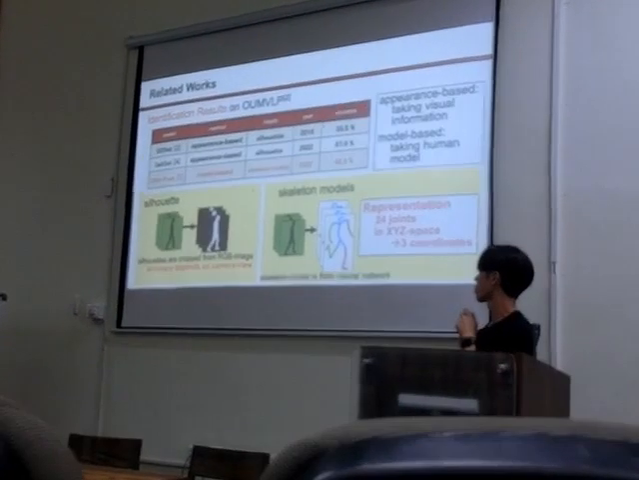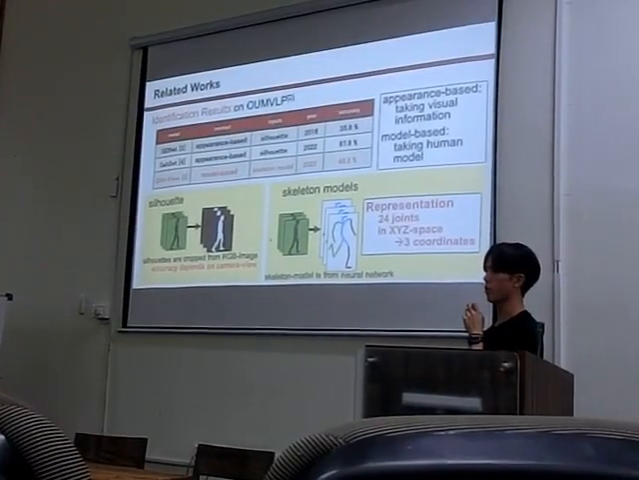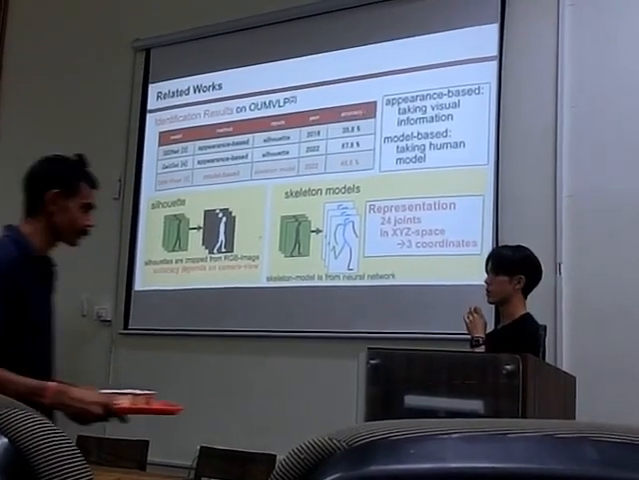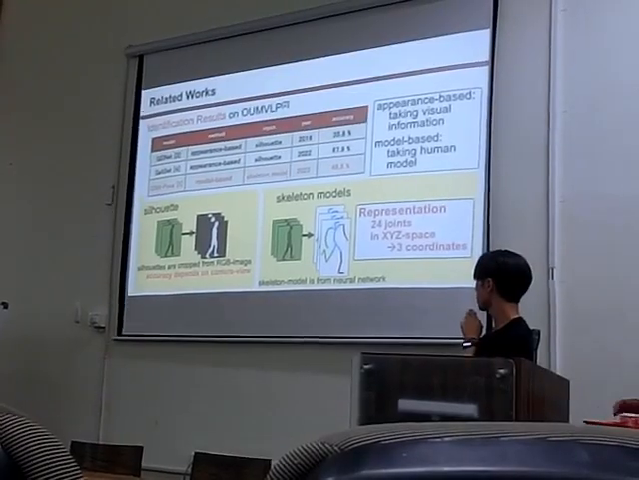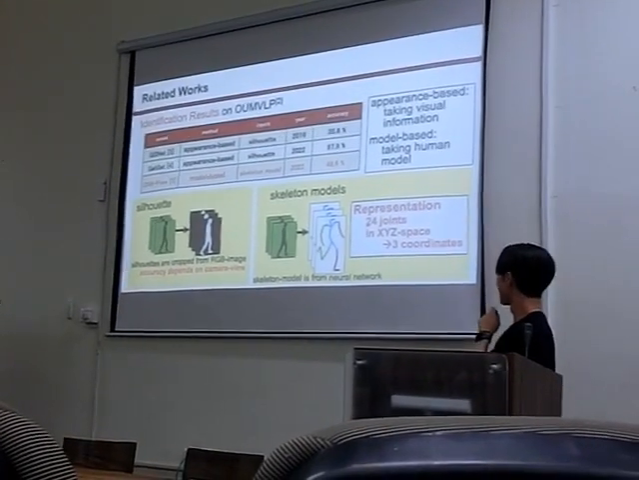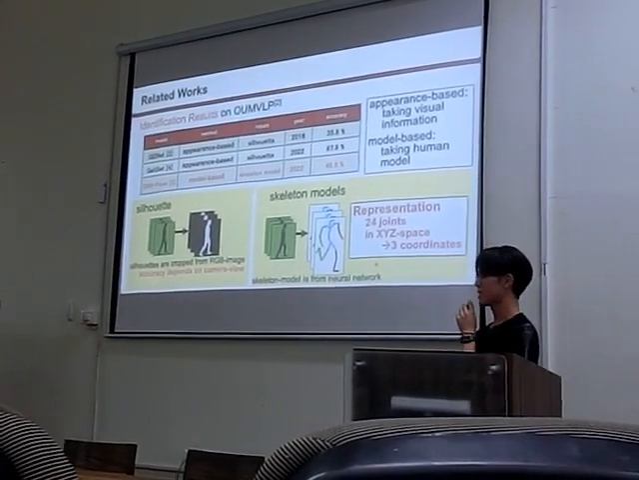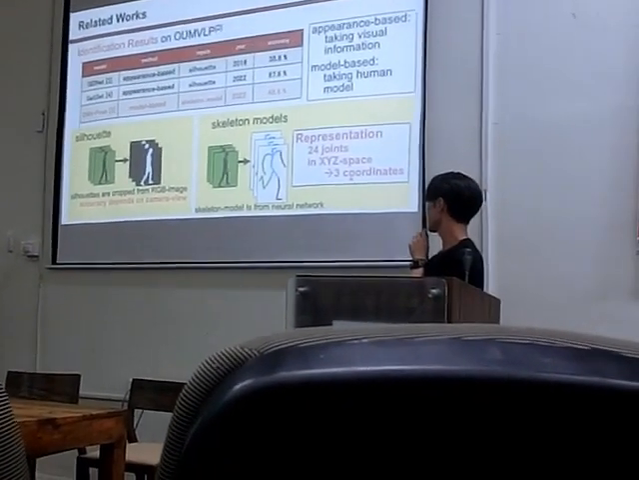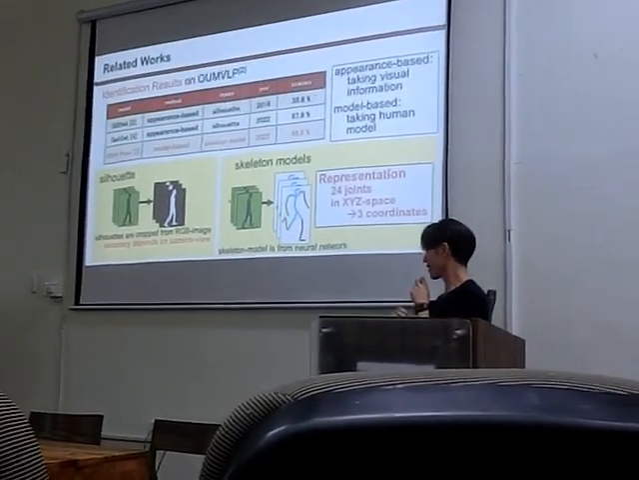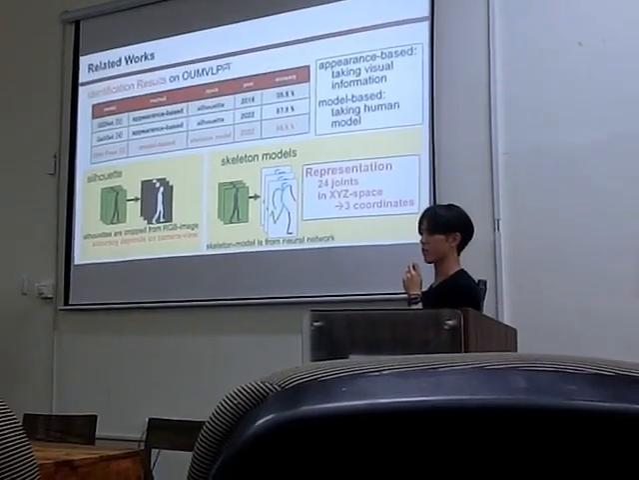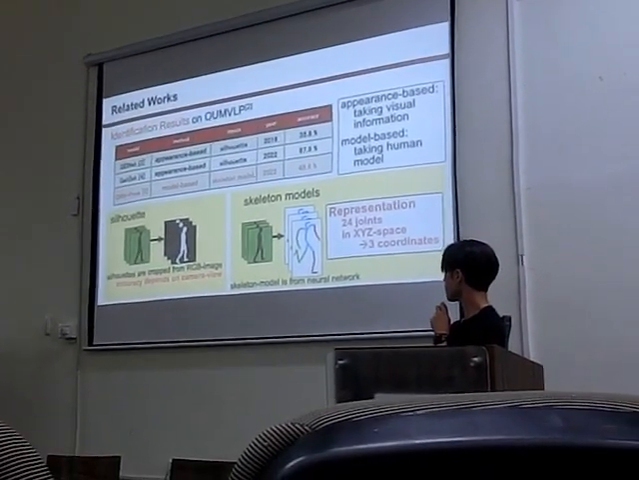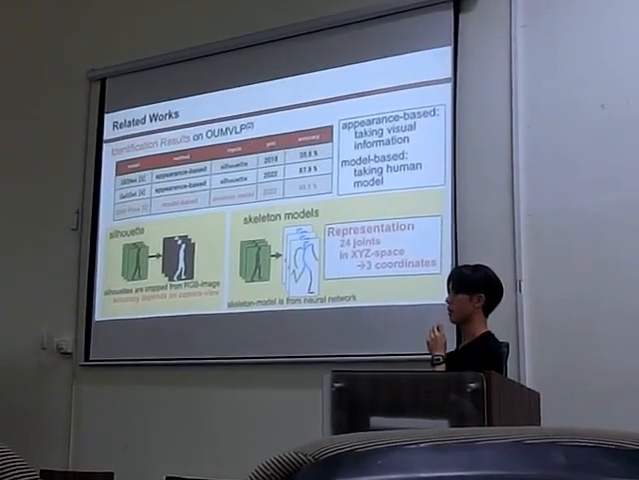So the model-based method was created. The model-based method takes a human model like this. This model is created by a neural network from the RGB image. This model has 24 joints with three coordinates, x, y, and z, so each joint has three kinds of coordinates. Also, this is video data, so it is not a single frame. It is time series data and it has many frames.